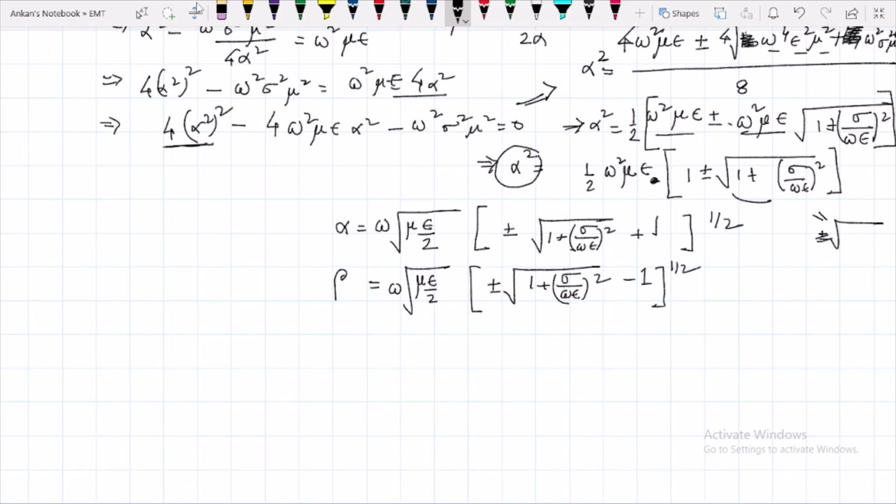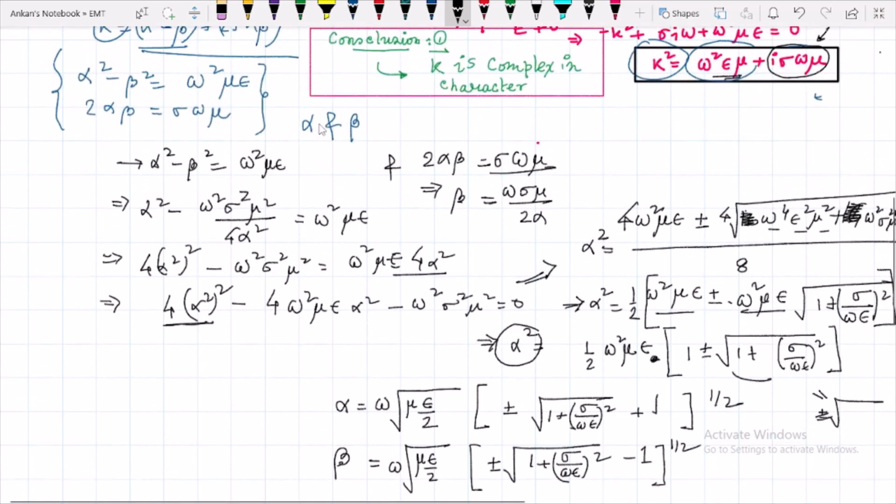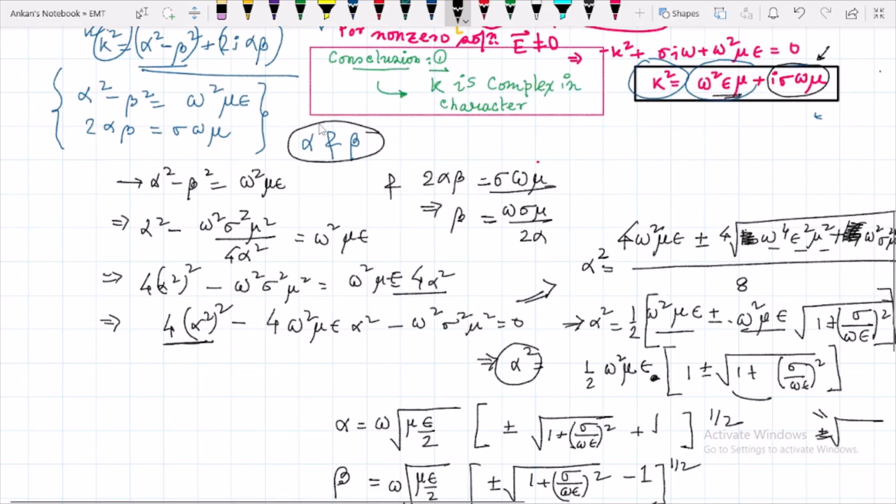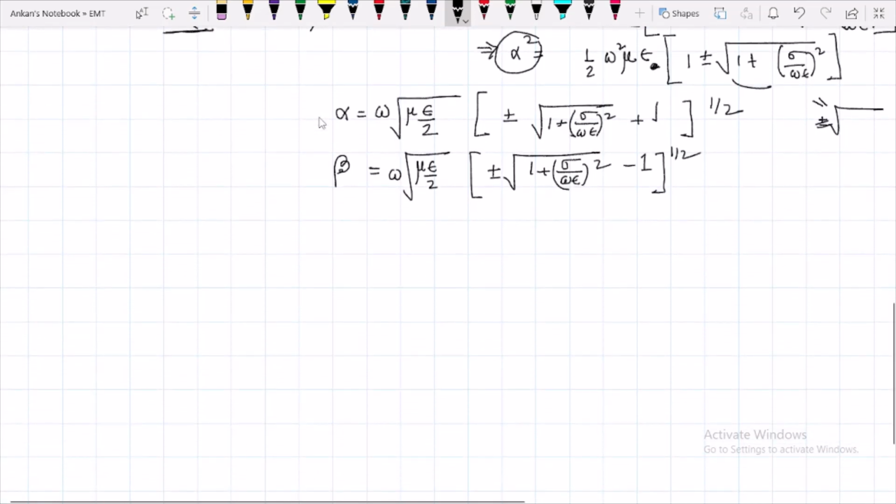What is this? This is nothing but beta, because there are two roots of the quadratic equation. These are alpha and beta. So we were going to evaluate alpha and beta, and we are here able to obtain the solution of alpha and beta in terms of omega, epsilon, sigma, etc. So I have written that k can be expressed as alpha plus i beta. So ik will be expressed as i alpha minus beta.